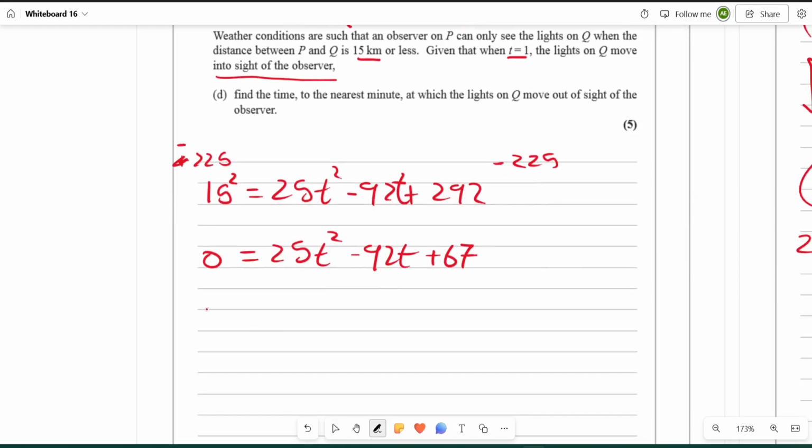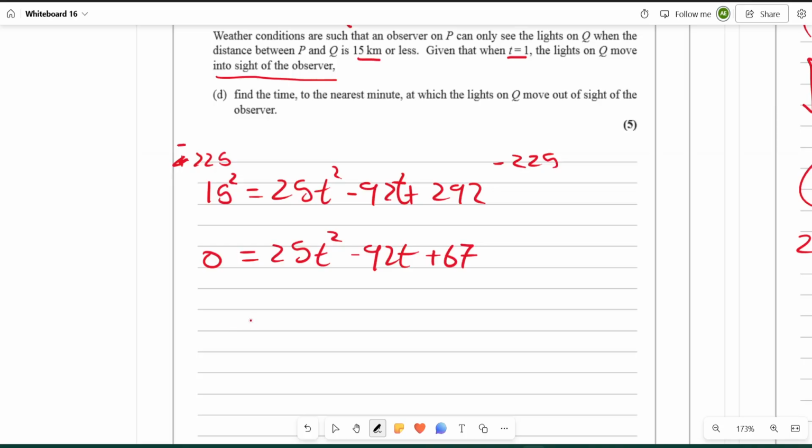What I can do to solve this is use the quadratic formula. I'm not going to go through this in this video, but I have a complete playlist showing you how to solve and deal with quadratics. I'm going to leave it on the top right hand corner. Feel free to check it out.